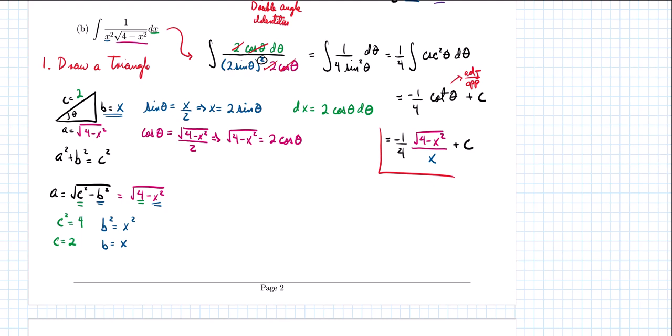So for this problem, I went a little bit faster than the first one here, but this problem, at its core, it did not change. We needed to draw a triangle so that we can figure out what is going to be the way that we define the original integral in terms of trigonometric functions.